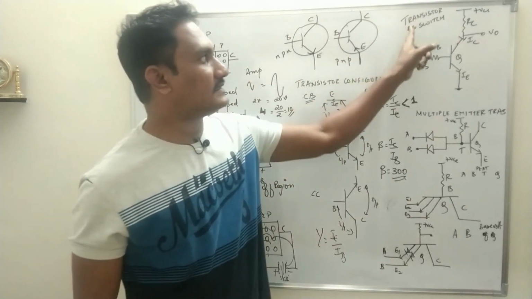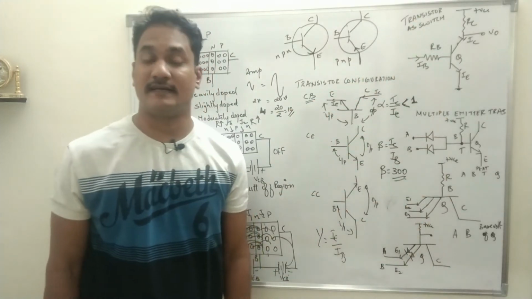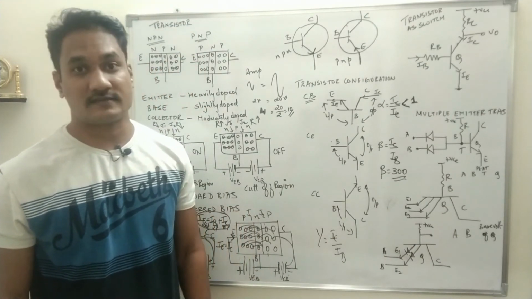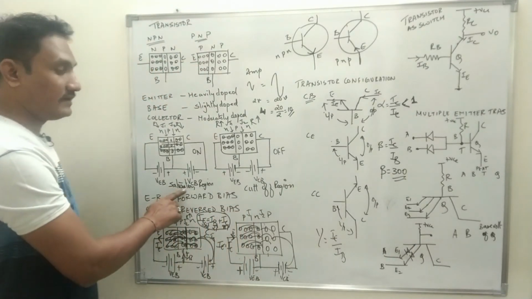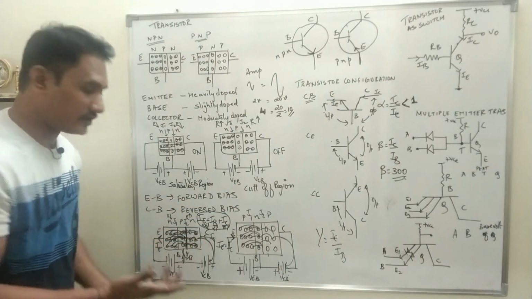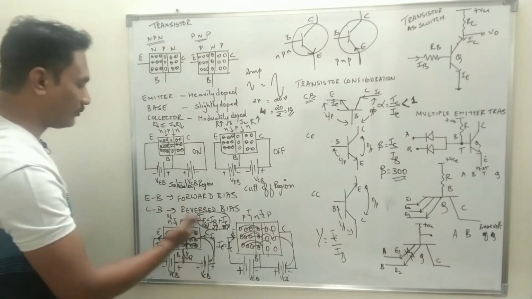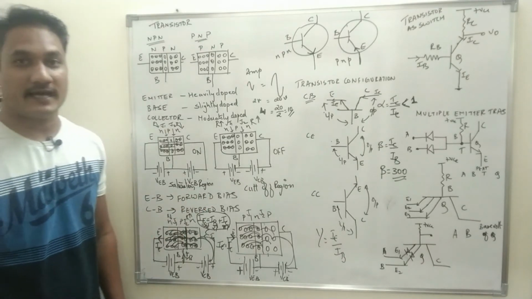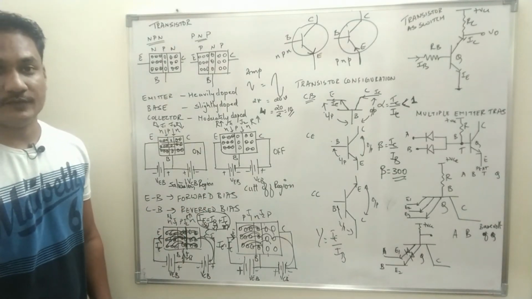We'll have a transistor as a switch. So when the transistor has to be used as a switch, as I said, you cannot connect it in saturation and cutoff, you cannot manually change. So what is the polarity which has to be applied? This is the polarity. Emitter base junction should be forward biased and collector base junction should be reverse biased.